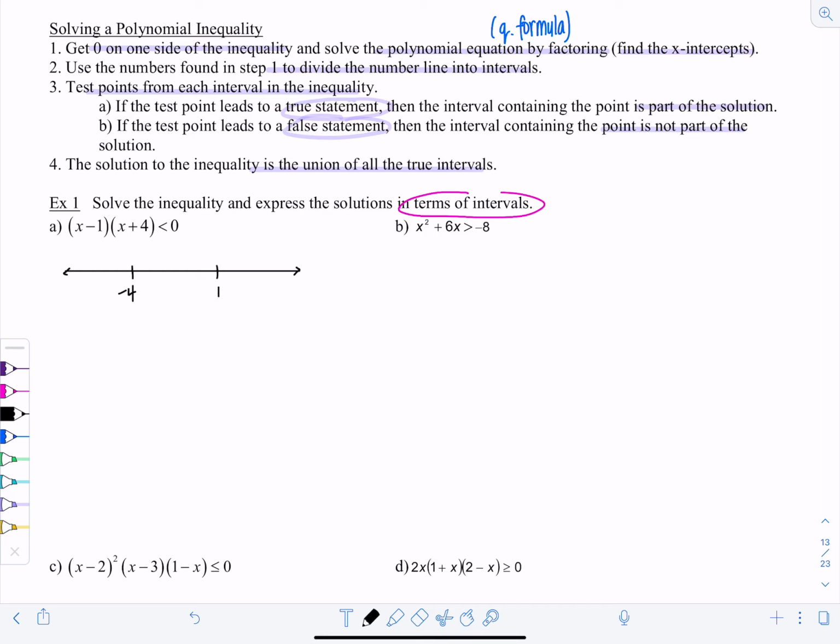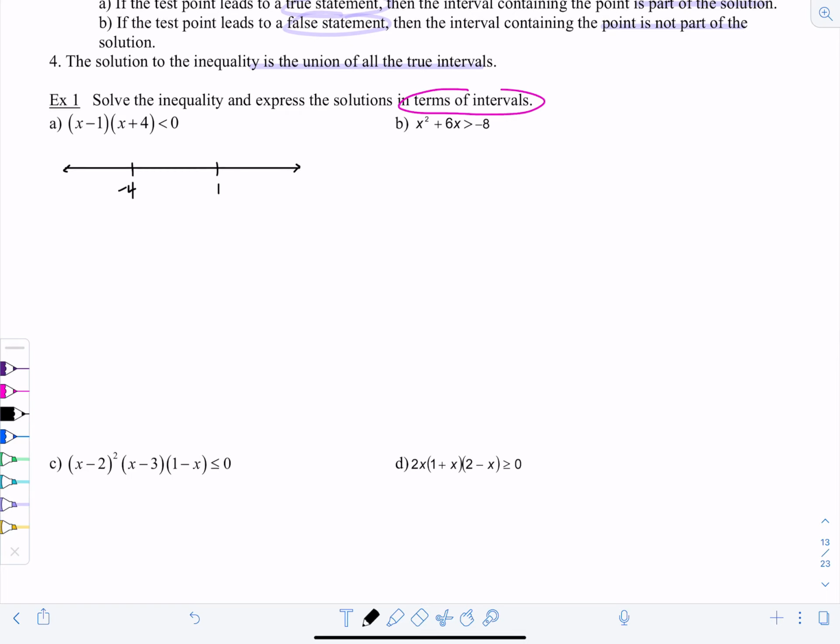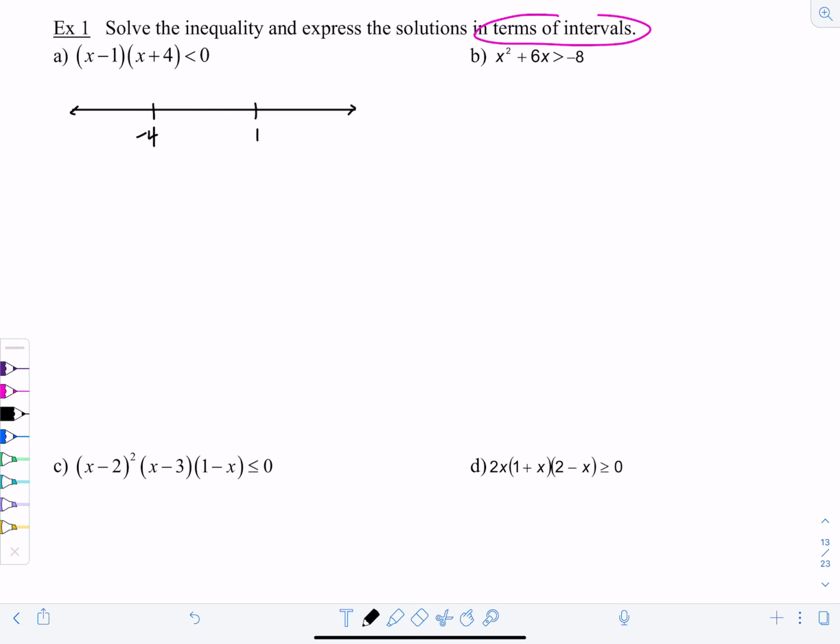Now notice here, these two zeros have divided up the number line into 3 intervals. What are these intervals? Let's zoom in a little bit. The first interval goes from -infinity to -4. And since this is a strict inequality, strictly less than 0, I'm going to put parentheses on the -4. We're not including it. The next interval is from -4 to 1. And the last interval is from 1 to +infinity.